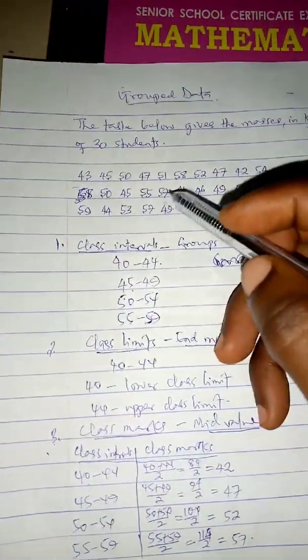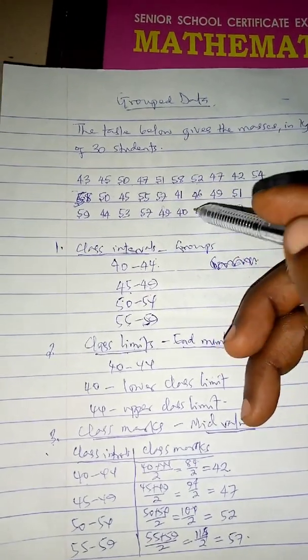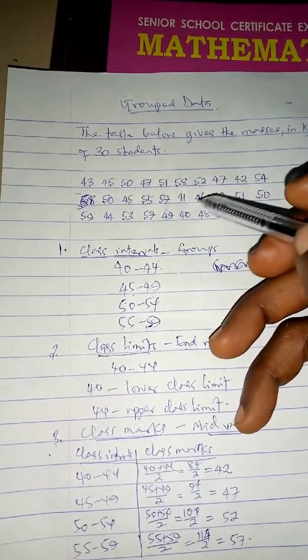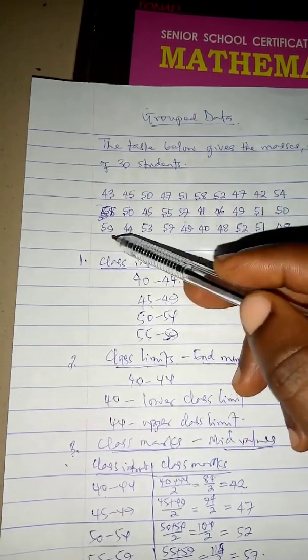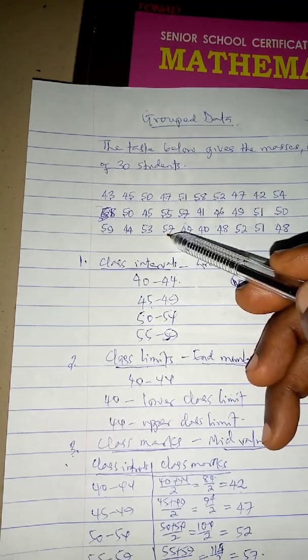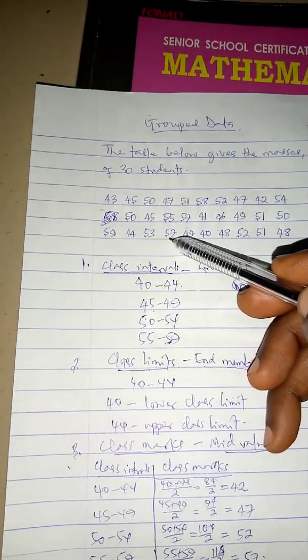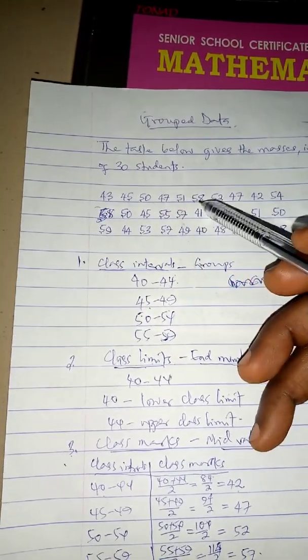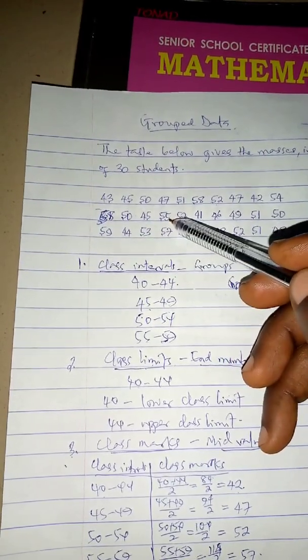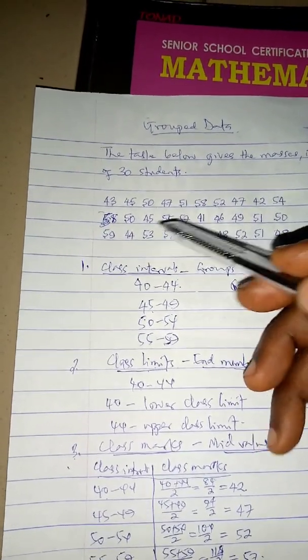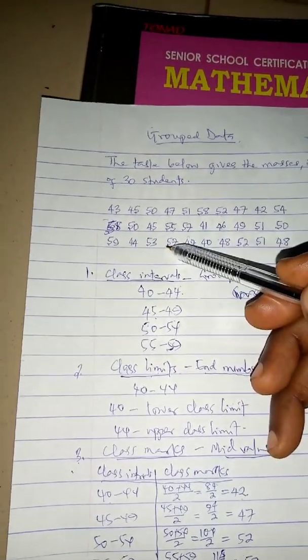And for 55 to 59, the last class, you look for 55, 56, 57, 58, 59. Row by row, 1, 2, 3, 4, 5. I have to count again. 1 for 58, 2, 3, 4, 5, 6. I can see 6 of them.